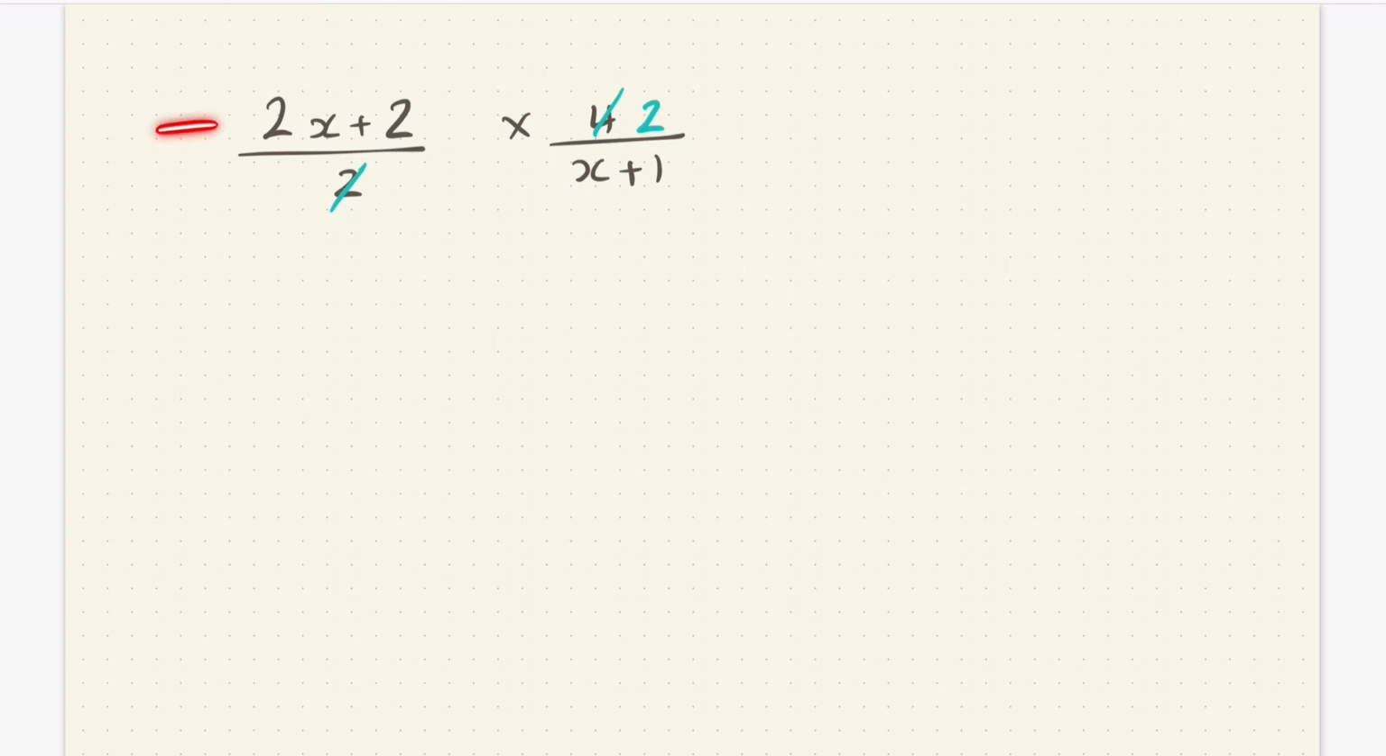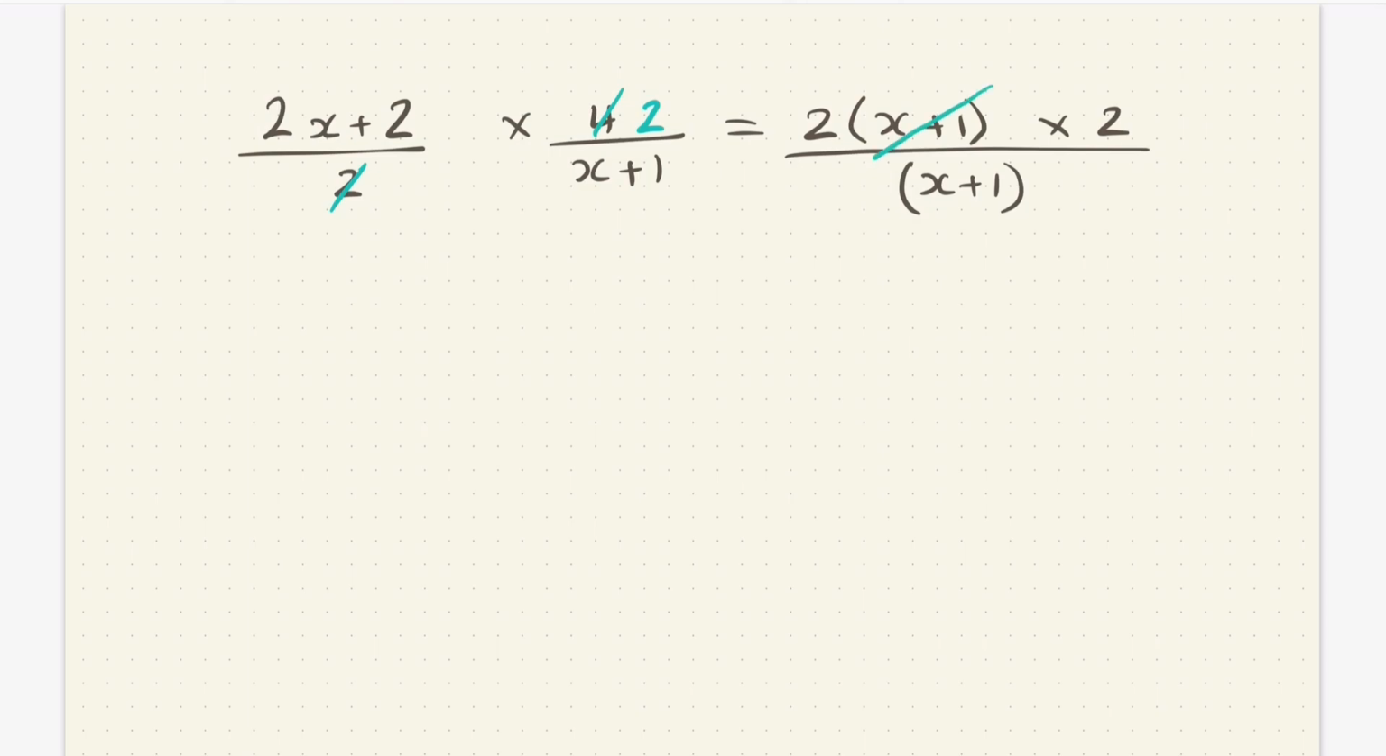So looking at this top expression, I can factorize it, and it factorizes into 2(x + 1). I'm still multiplying by 2, and then underneath I've got x + 1, and I'm just going to put it in brackets because all of that has to stay together. So now I can see that we can cancel these 2 brackets out, and I am just left with 2 times 2, which gives me 4.